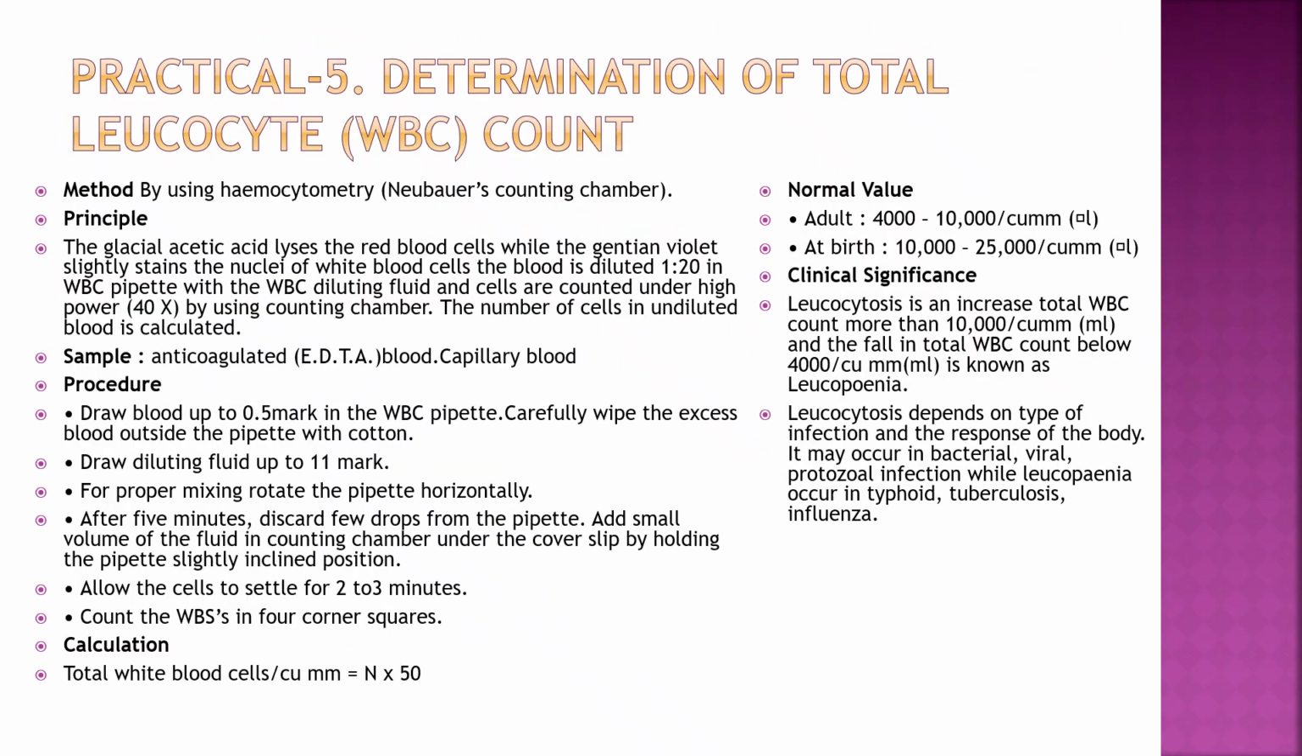So procedure in short: take blood up to the 0.5 mark in the WBC pipette, then dilute it with WBC diluting fluid up to the 11 mark, mix, wait for a few minutes, then load the chamber and count the WBCs in the four corners of the WBC area, that is, the four corners of the Neubauer's chamber, and then do the calculation by formula. Total WBC count is equal to n into 15.